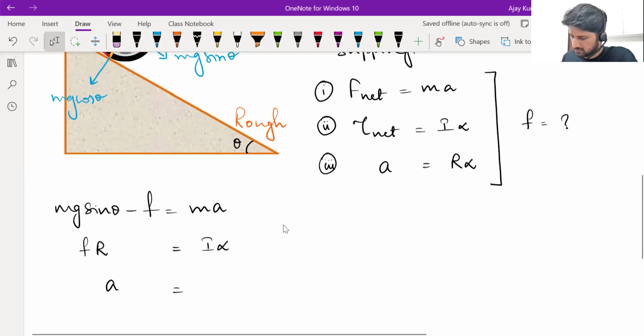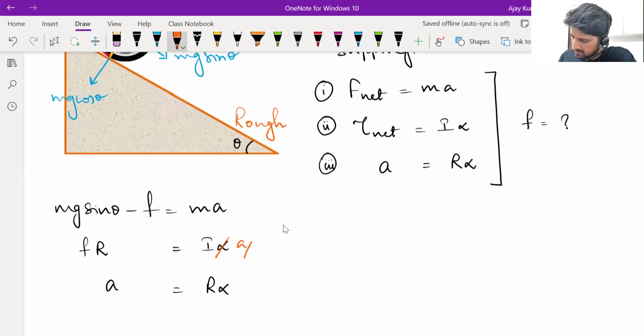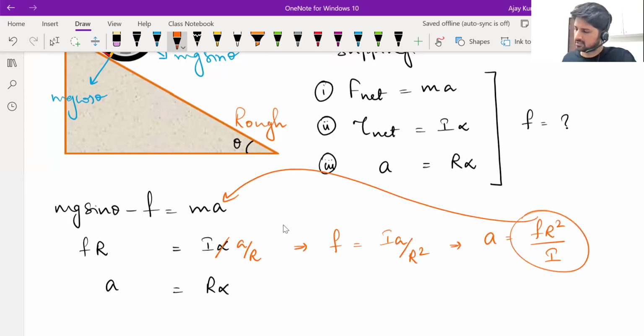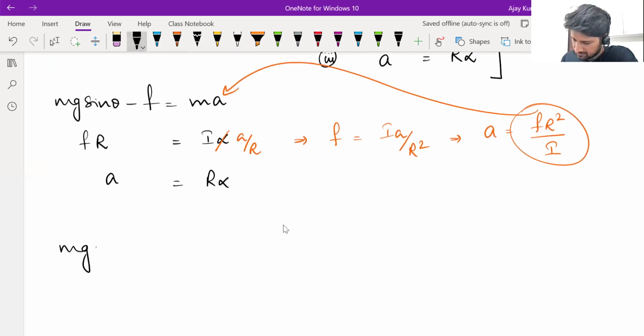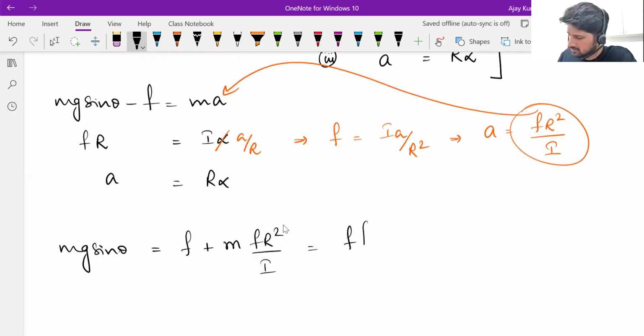And then a is equal to R alpha. If a is equal to R alpha, alpha can be written as a by R. That means friction becomes I a by R square, or you can write acceleration is equal to F r square divided by I. This we'll substitute in the first equation because our aim is to derive the friction acting on it. Therefore, mg sin theta becomes equal to, sending friction that side, F plus m into a. a is F r square divided by I. So this becomes F into 1 plus m r square by I.